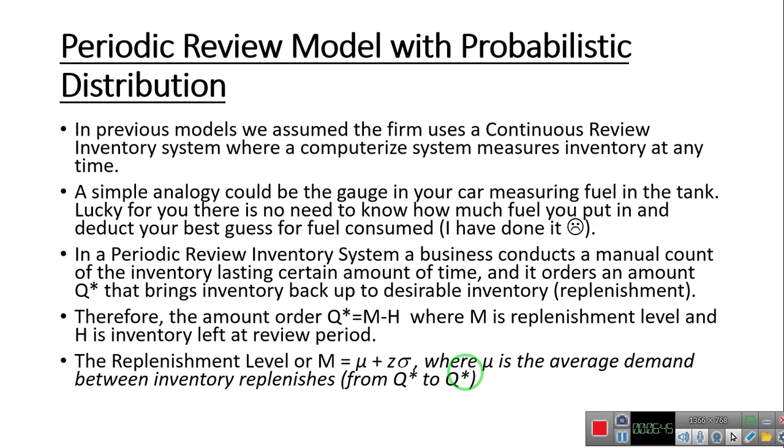Now the next model, and last model, is the periodic review model with probabilistic distribution. We have made one assumption for all the previous models: that you always know your inventory. You have some computerized system, or you can just look at it, whatever it is, you always know exactly how much you have. In a periodic review model, you don't know how much you have until you count it. You actually have to do an inventory to find out how much you have.